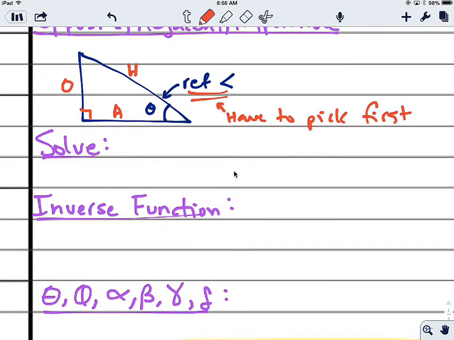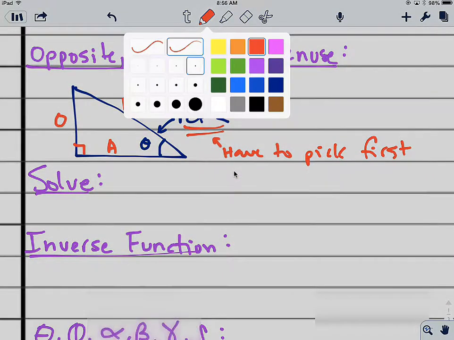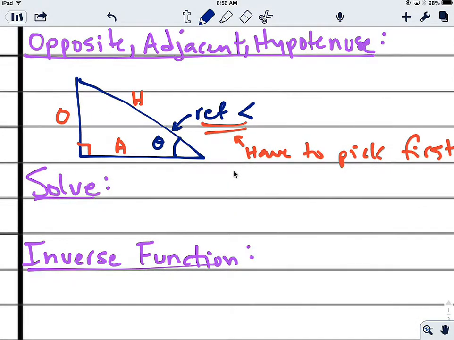We use the term solve quite a bit in this section, and solve simply means to find the value of any part of the triangle you don't have already.